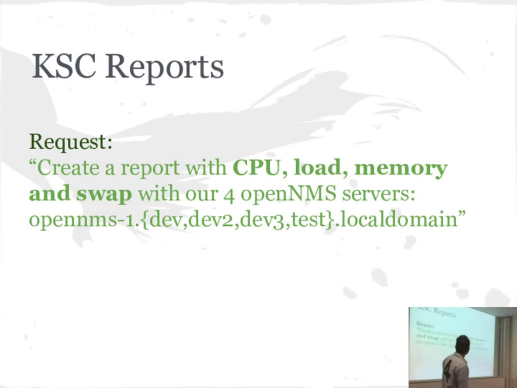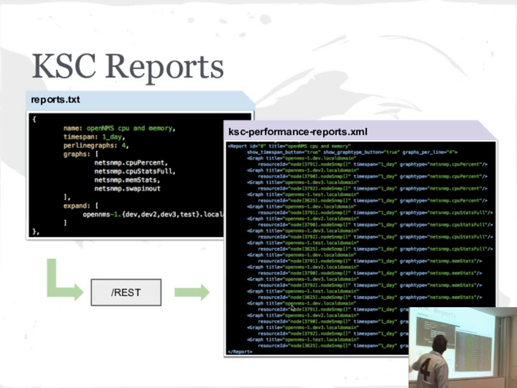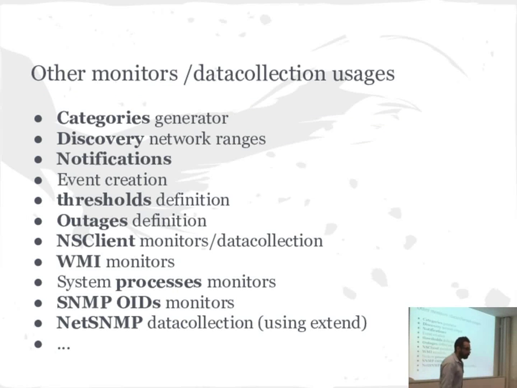KSC report does another basic request. Say we need CPU load and memory for all four servers. In order to do that, you can just do this. It's basically defining the same thing. You just need the name of the graphs and the nodes that you need to monitor. And using the REST interface, it's going to create all this configuration that uses all the node IDs and all that. So instead of having to go through the website and clicking on the plus button to add it to a KSC report, or instead of having to mess with this XML file with all this information, I think it's pretty straightforward.